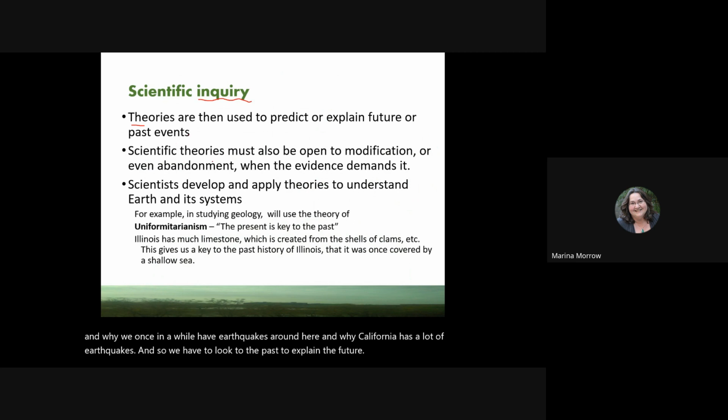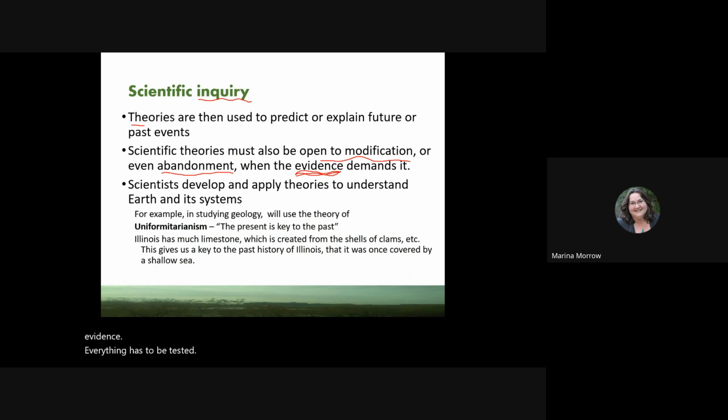So scientific theories have to be open to modification. So you get a theory, and then you learn more about the science behind that theory, and then you can add to the theory. Sometimes they even can get abandoned, okay, if you can finally disprove them. So the evidence is everything in science. Look for the evidence. Everything has to be tested. Okay, now when we're studying geology, we are going to use theories that were made for geology. We'll do this especially when we talk about the past history of the planet.